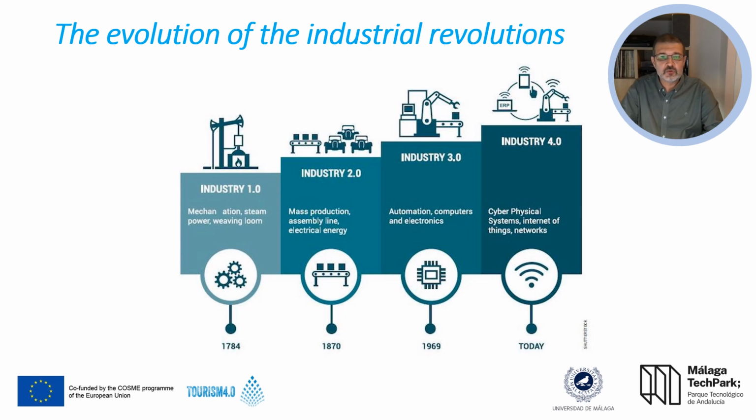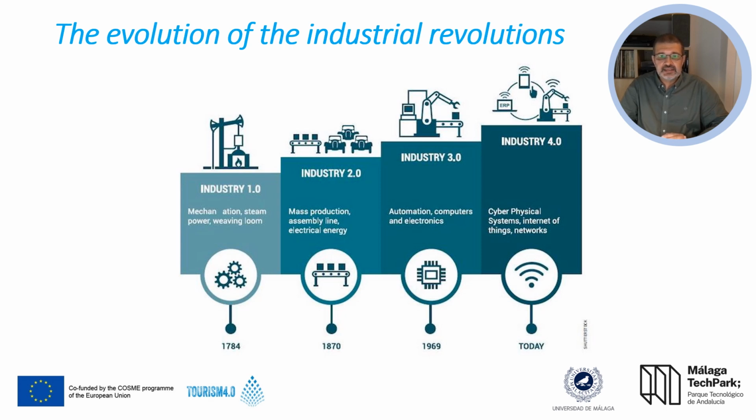This scheme shows the four industrial revolutions. The first started in the 18th century, where machines used steam power for the automation of industrial processes. Then, at the end of the 19th century, the automation used electrical energy, and Henry Ford introduced mass production and the assembly line in order to produce his famous Ford vehicle.